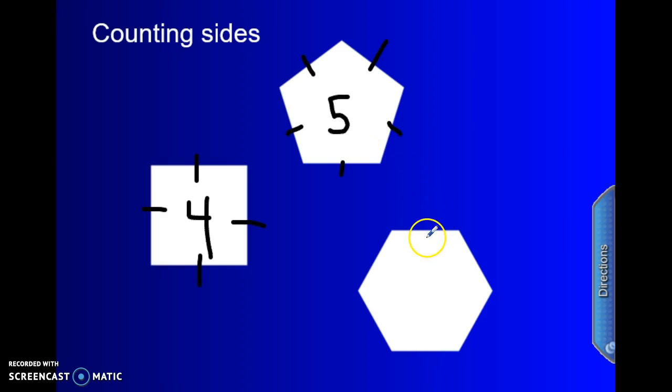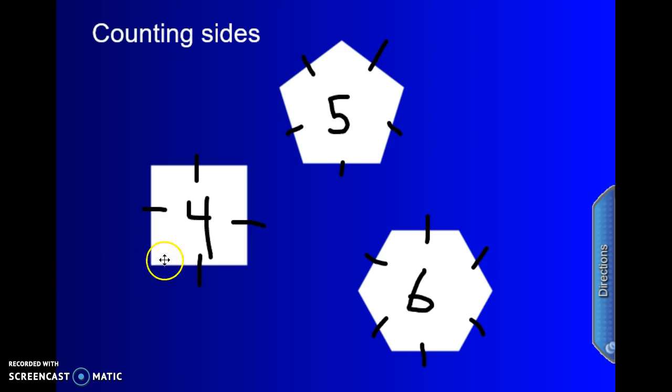So can we count how many sides this one has? Let's go with 1, 2, 3, 4, 5, and 6. So again, does anyone have any idea what this may be called? Okay, we will actually be learning about it later on in the lesson also, so that is totally okay that you do not know.